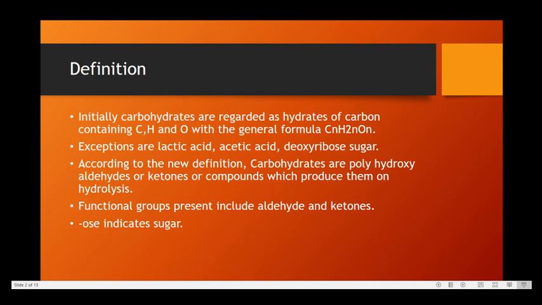Again, deoxyribose sugar contains one less oxygen atom than ribose sugar, but it is a carbohydrate, and it does not satisfy the formula CnH2nOn. So there is a new definition, and according to this new definition, carbohydrates are polyhydroxy aldehydes or ketones, or compounds which can produce them on hydrolysis.